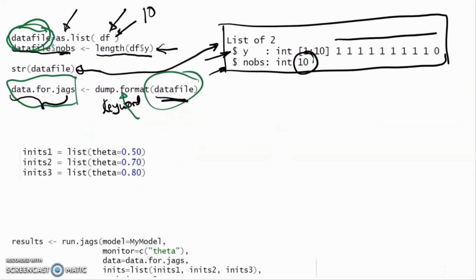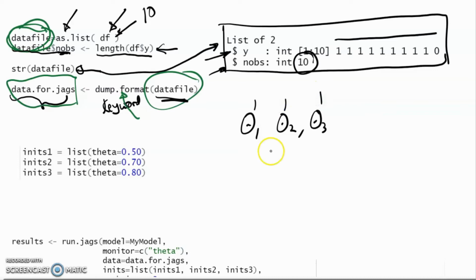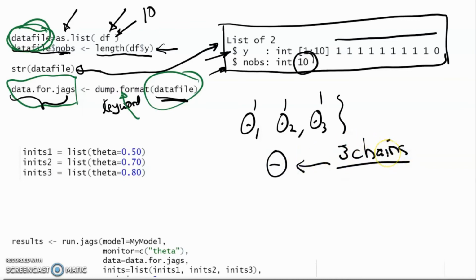Initialization. Remember when we did Gibbs sampling, we had these three parameters, theta 1, theta 2, and theta 3, and we initialized them. Now, in this particular case, we don't have three parameters. We've only got one parameter, theta, that we're interested in, but we're going to want to make three chains.